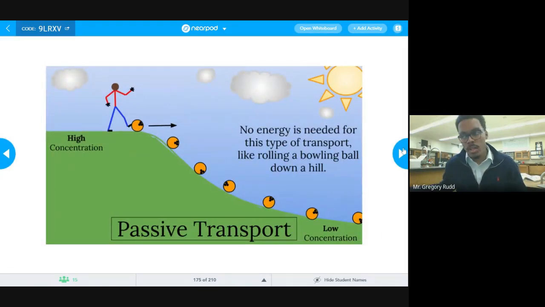And again, passive transport is like rolling a ball down a hill. We start off from a region that is high in concentration, and we end up at a region that is low in concentration.